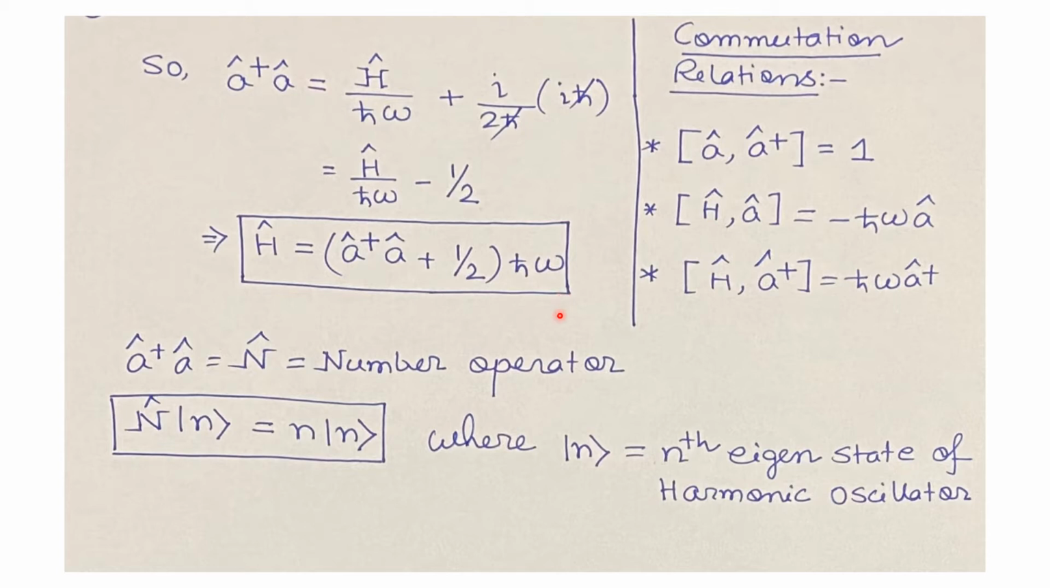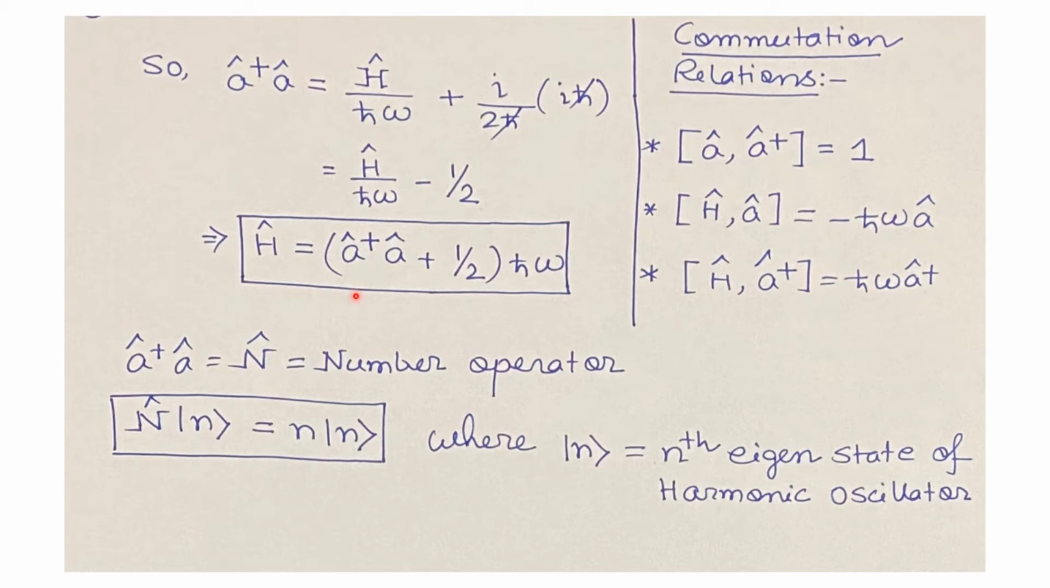Now let us see some commutation relations related to the operators a cap dagger and the Hamiltonian operator H cap. Those are the commutation relation between a cap and a cap dagger operator equals 1. The commutation relation between the H cap and a cap operators is equal to minus h cut omega a cap operator, and the commutator of the H cap and a cap dagger operator is h cut omega times a cap dagger.